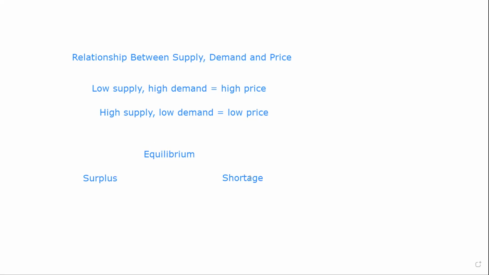So equilibrium, surplus, and shortage are all three terms that you really need to know in connection with the whole idea of supply and demand graphs.